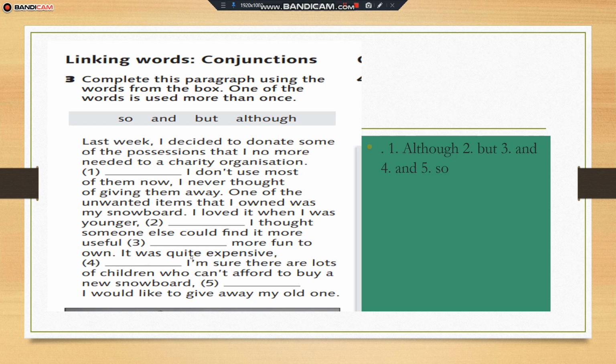It was quite expensive, and I am sure there are lots of children who cannot afford to buy a new snowboard, so I would like to give away my old one.